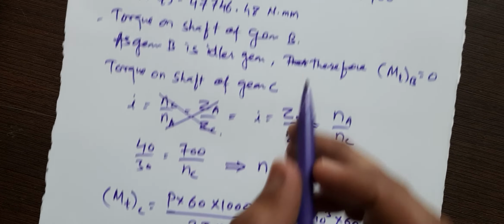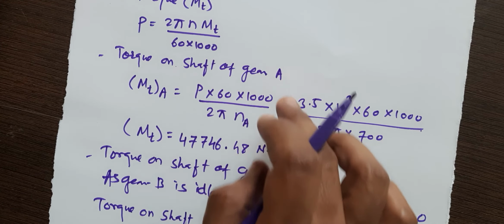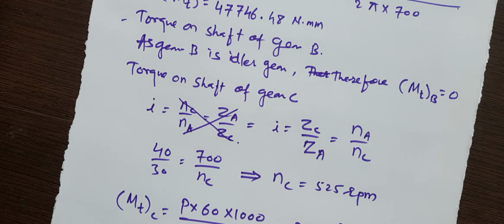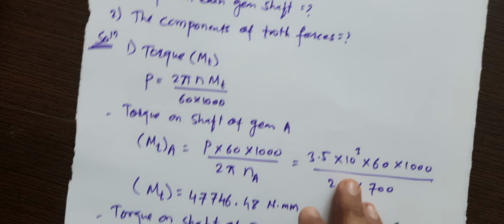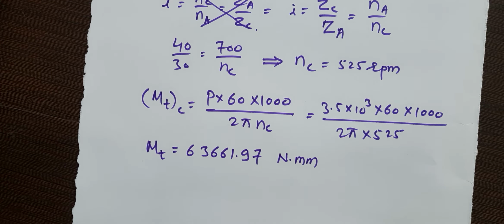Another method is, suppose you have the torque on A, you can equate the power on A and the power on C, and from that also you can calculate the torque. Okay, so that is another method. Whichever is easier, you can use that formula.